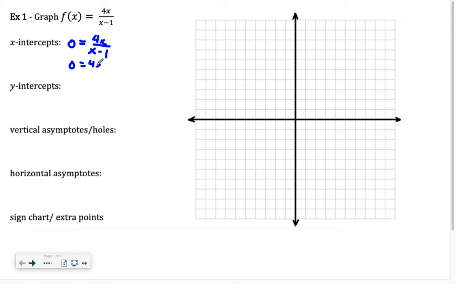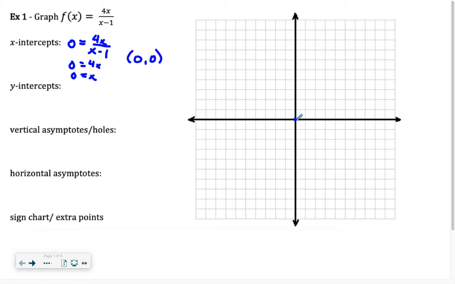So what that means is whenever I'm finding the x-intercepts of a rational function, that's just going to be setting the numerator equal to 0, right? Then divide both sides by 4, and we still get that x equals 0. All right, so to find that actual point on the graph, we would want to plug that in for x. Right? So if I plug 0 in for x, I would get 0 over 0 minus 1. So 0 over negative 1 would be 0. So that means the point 0, 0 is my x-intercept.